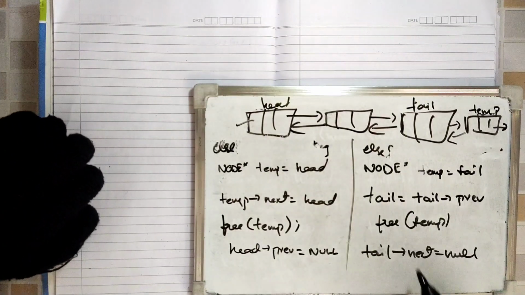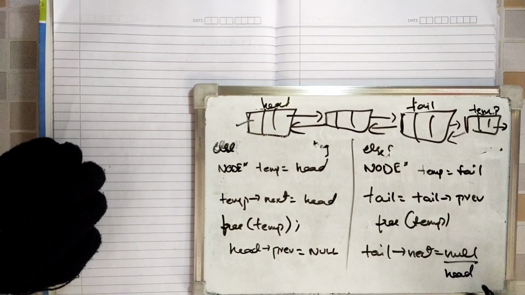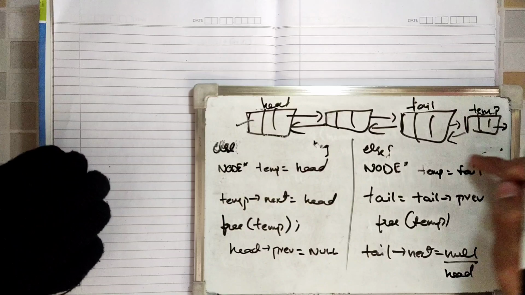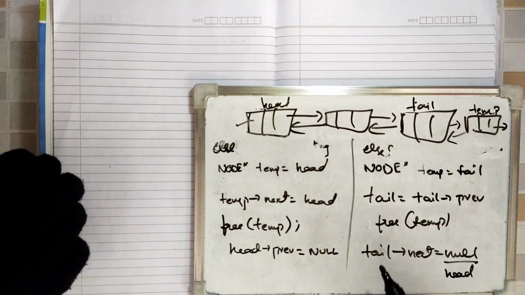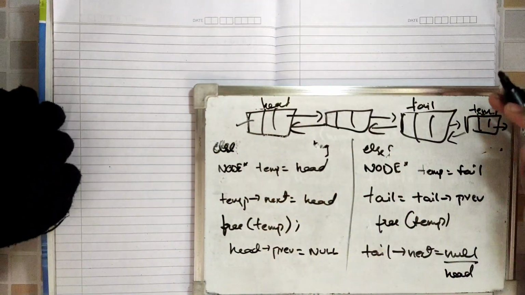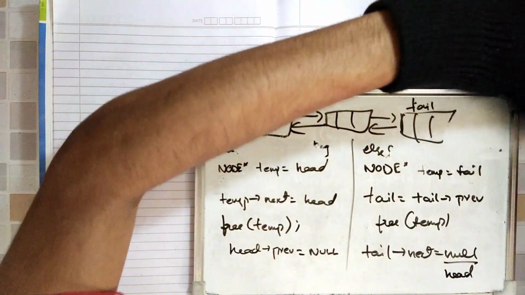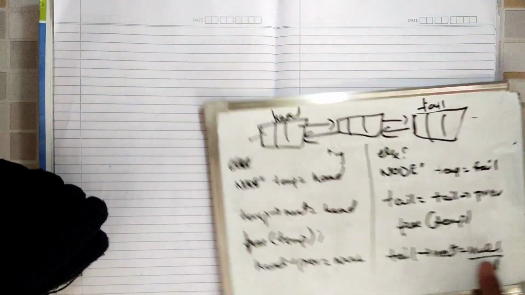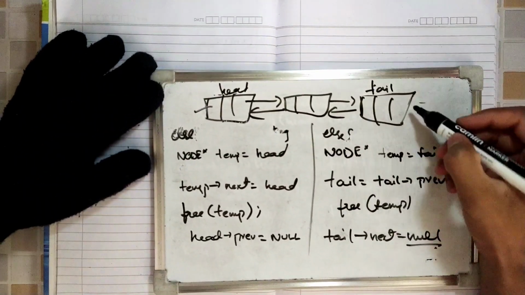Now see here, in the same part, if instead of null you write head, it will come and connect here, understood. Then one more thing you have to write: head of prev is equals to tail. Wait one second. So, free temp, so this was deleted, so this will go out. So here tail is there. Now, tail of next I made as null.